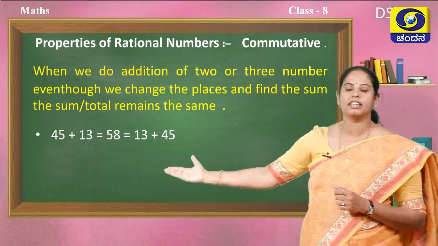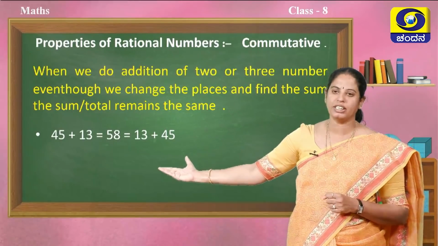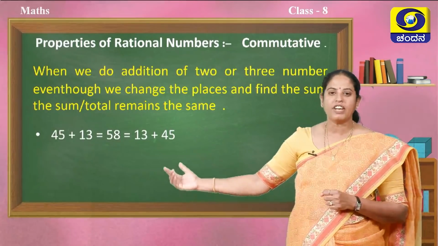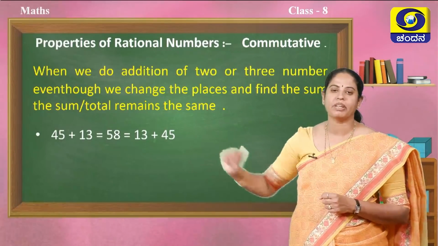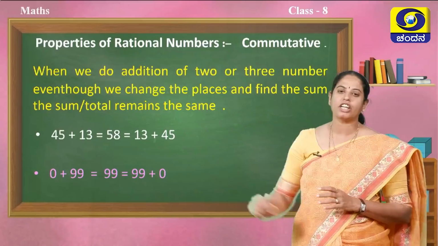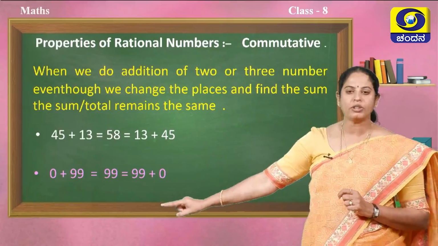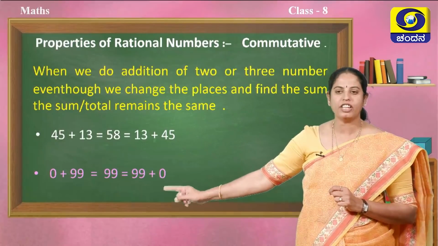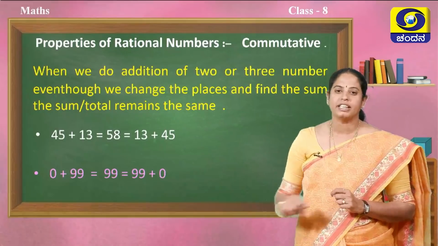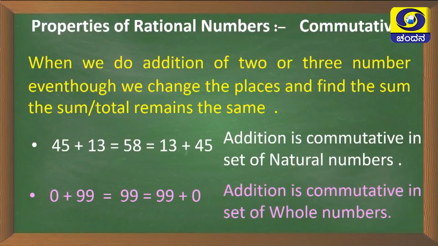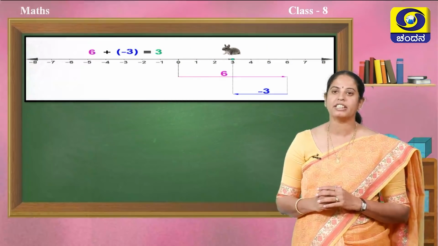If you check here, in the set of natural numbers, I have taken two natural numbers 45 and 13, the sum is 58. If I add 45 to 13, then also the sum remains same. So let us check with the set of whole numbers. Here 0 is a whole number. When 99 is added to 0, we get 99, or if we add 0 to 99, then also we are getting 99 as answer. Addition is commutative in set of natural numbers as well as in set of whole numbers. We know addition is commutative on set of integers.